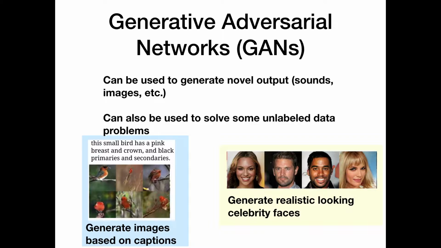Okay, let's show a picture of this in a minute. What can it be used for? Generating celebrity faces. We're basically training the generator to generate what looks like a good celebrity face, and the discriminator to tell real celebrity faces from fake celebrity faces. Or generating images based on captions. Here, we feed in this small bird has a pink breast and crown and black primaries and secondaries. That is the input to our generator, and the generator then spits out potential images. Does the idea make sense?